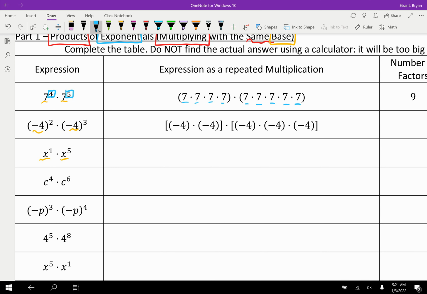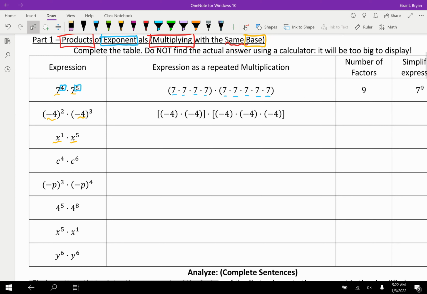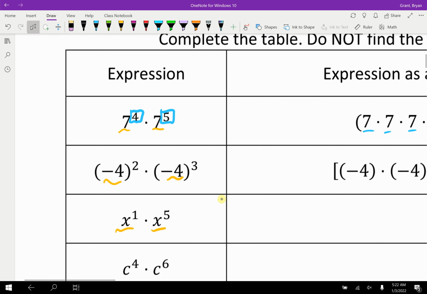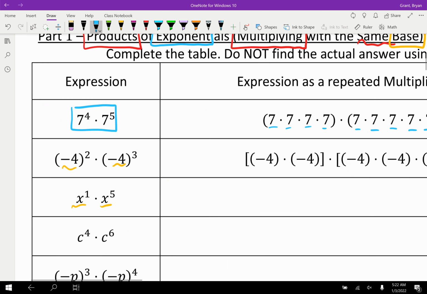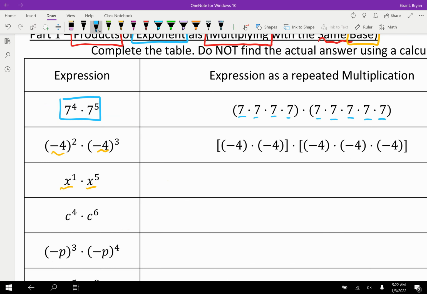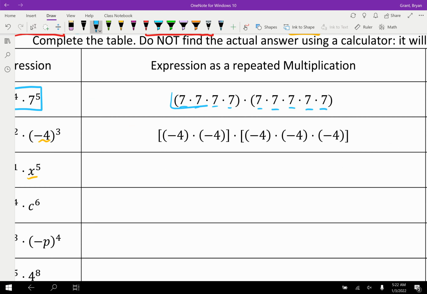So although you could find the actual answer on your calculator, that's not our goal for this lesson, or even these next couple lessons. What we're really just trying to do is find a more efficient way to write 7 to the 4th times 7 to the 5th. And the way that we do that is we write out 7 to the 4th times 7 to the 5th. So notice that I have 7 to the 4th right here, 7 to the 5th right here.